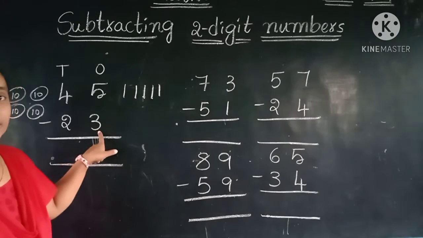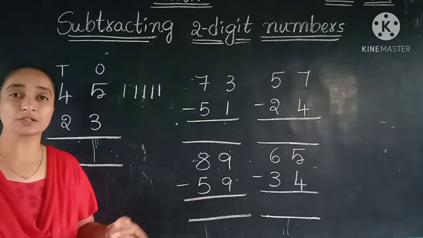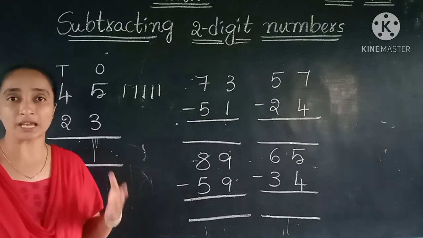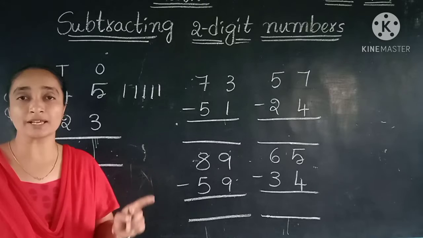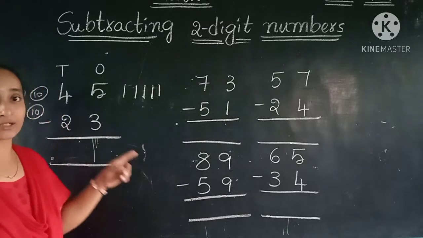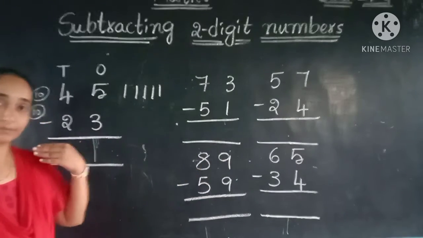So here let us do the calculation from the ones place. Whether it is an addition or a subtraction, we have to do the calculation from the ones place. We have to begin the calculation always from the ones place. So we should not go from the left to right. We have to come from right to left. Okay children, in this way.